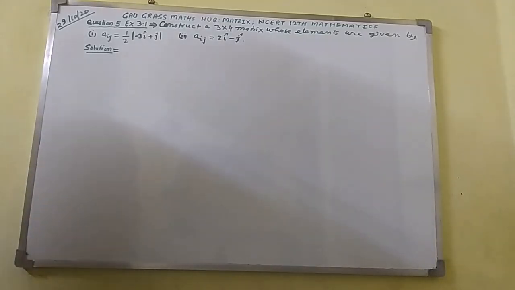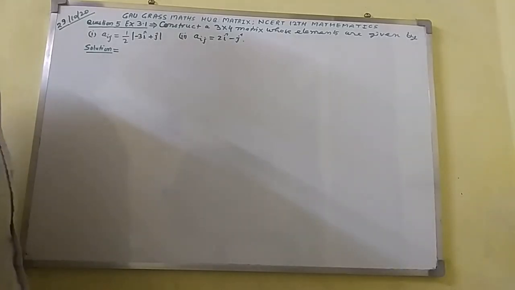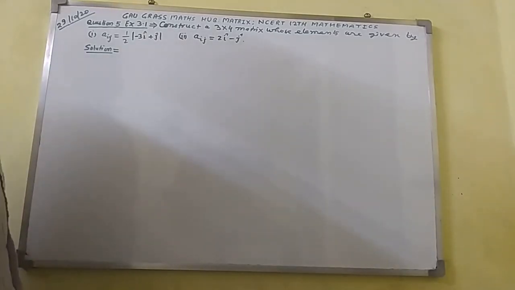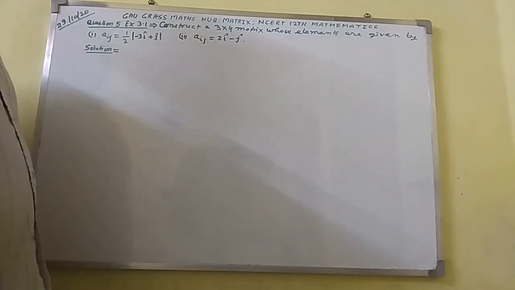Today I am going to discuss one question that has been taken from chapter 3 Matrix, NCERT Class 12 Mathematics. That question is question number 5, exercise 3.1: construct a 3 cross 4 matrix whose elements are given by (i) aij = 1/2 |-3i + j|, (ii) aij = 2i - j.